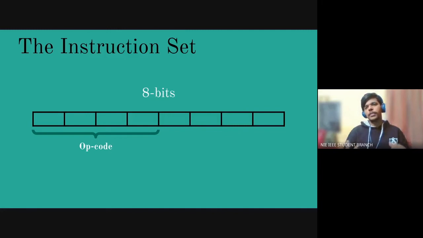So for example, say we want to add 2 numbers. The opcode is what tells the computer that, okay, you need to perform addition. So the control unit will do all the necessary things to perform addition. Okay, so that's the opcode.